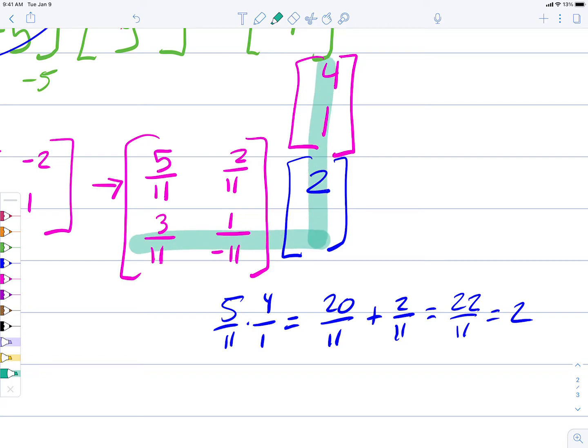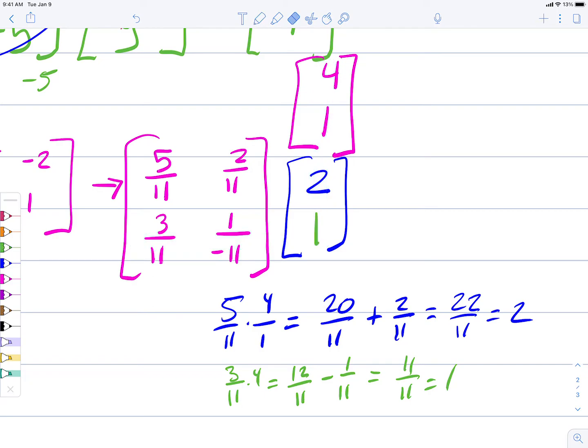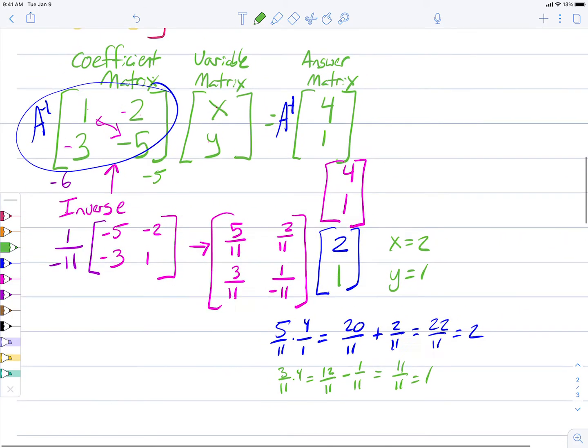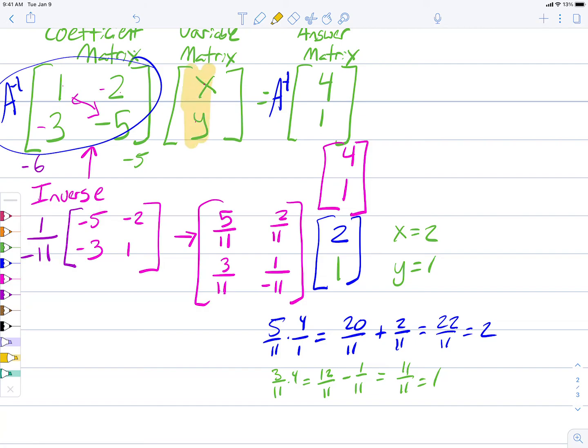Now to find my next one, I'm going to go 3/11 times 4, which is 12/11. And then I'm going to do 1 times -1/11, which is -1/11. So 12 minus 1 is 11/11, which is 1. So this is my answer matrix. I now know that x equals 2 and y equals 1. Why is it x equals 2 and y equals 1? Well, if you look at my variable matrix, x is on top and y is on the bottom. So x equals 2 and y equals 1.